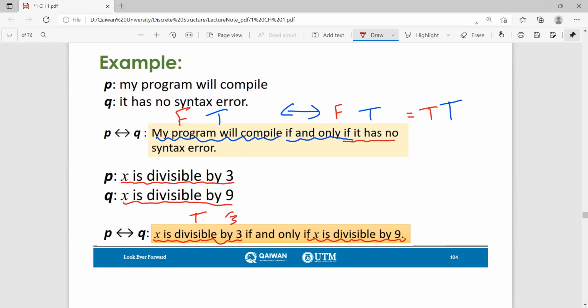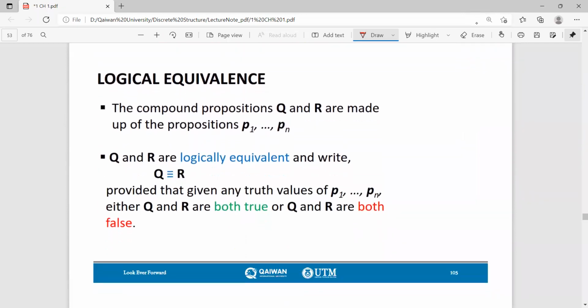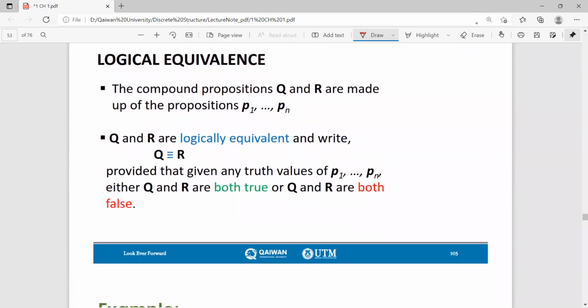And if we take 3, it is divisible by 3, but it's not divisible by 9 because 3 over 9 equals 1/3. So it's not true. True if and only if false is false, because in a biconditional both statements must be true or both false, then we get true.